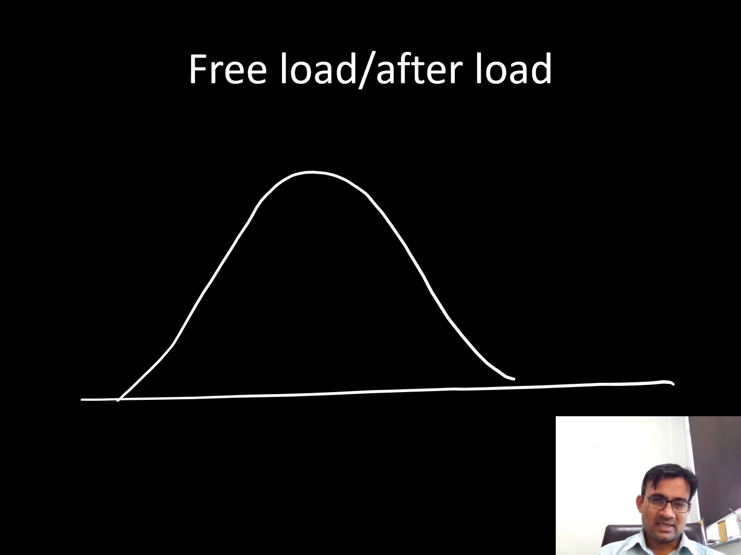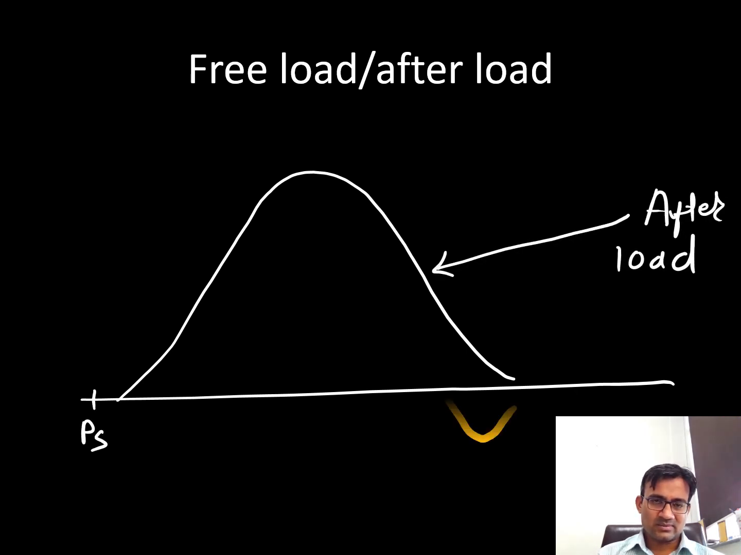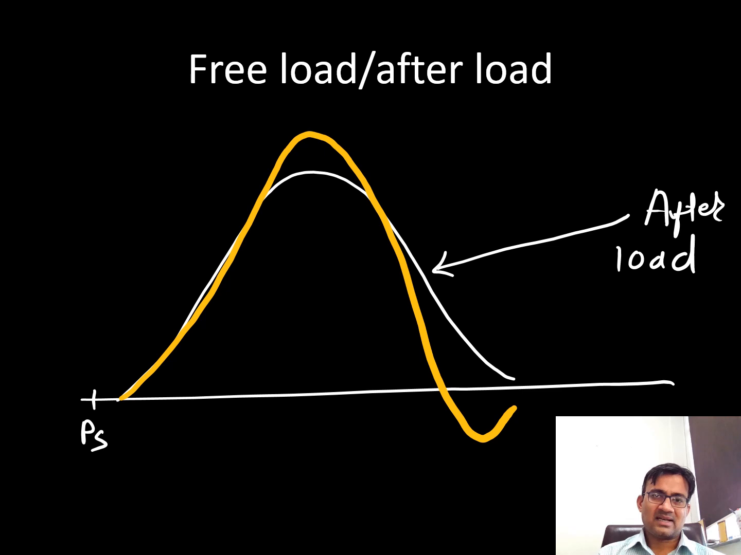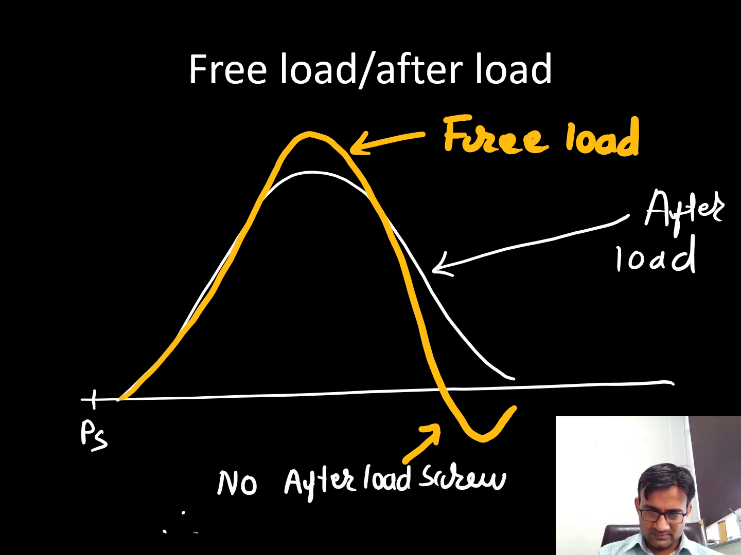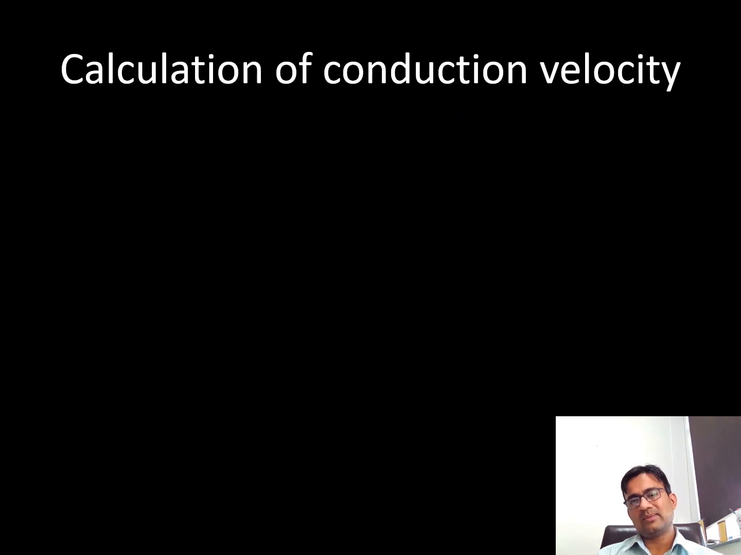Now I have removed the screw. Now just see what is happening now. So this was afterload. See, height has increased. Now since I have removed the afterload screw, baseline is coming below. So this is a free load. There you should know why free load height of contraction is more, everything that you should know. So this was free load and afterload. So no afterload screw, so that graph is coming below baseline.